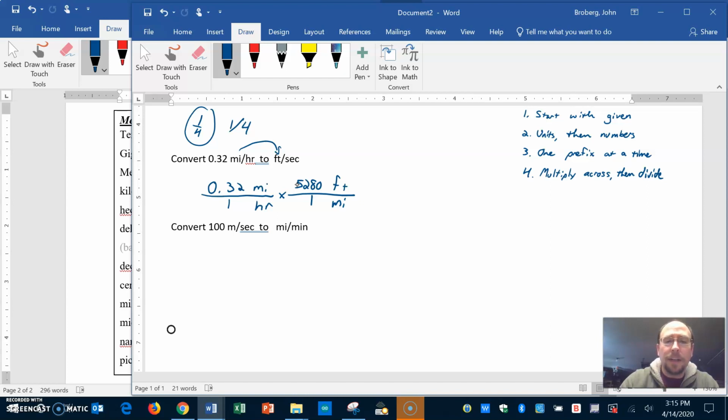And when I look, I've got miles on top, miles on bottom. Those two will cancel out. Feet doesn't cancel out with anything. I actually just leave it there.